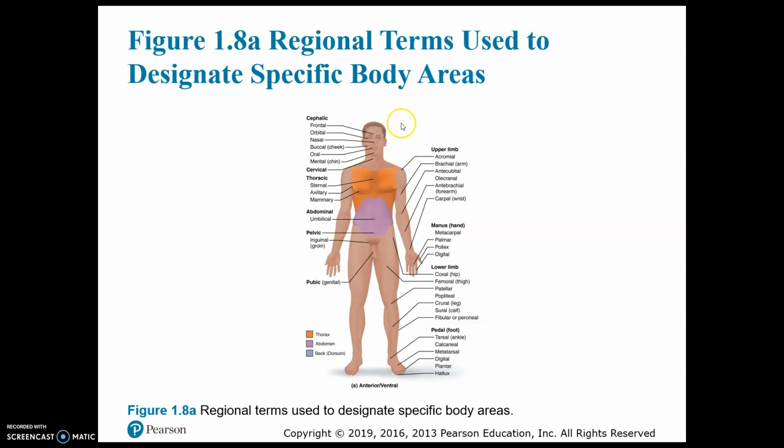So cephalic is just the head region. All right, frontal is the forehead. Orbital is the eye, and sometimes that's also called the ocular, but we'll use orbital. And nasal is the nose, buccal is the cheek, oral is the mouth, mental is the chin.